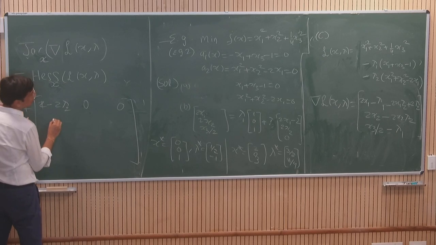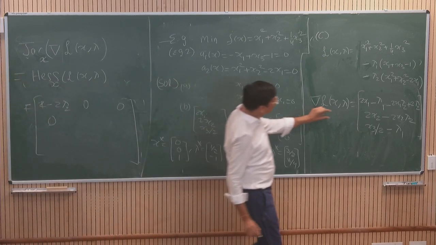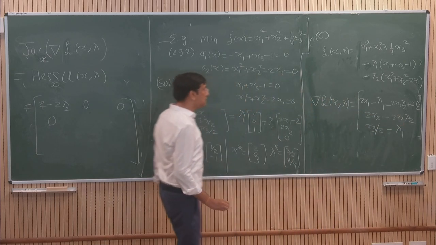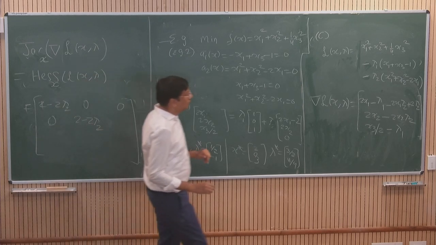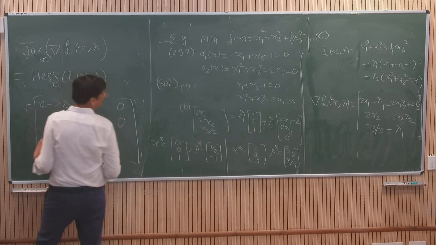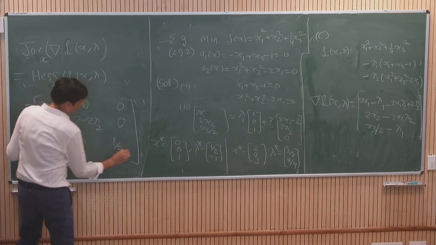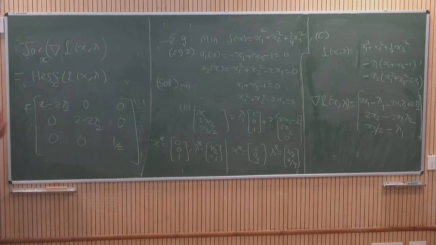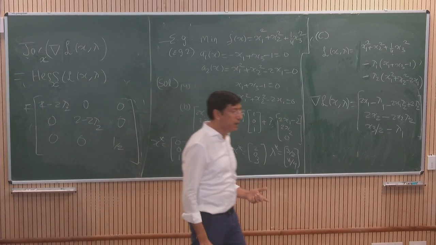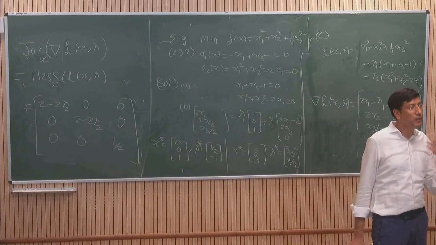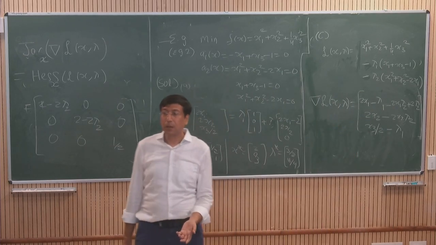With respect to x2, the second element with respect to x1 is 0. When you do it with respect to x2, this is 2 minus 2 lambda 2, and then 0. With x3 it will be 0, 0 and a half. Is that correct? So now we did one part of it. We had to find the Hessian of the Lagrangian with respect to x, which is the Jacobian with respect to x of the gradient of the Lagrangian.